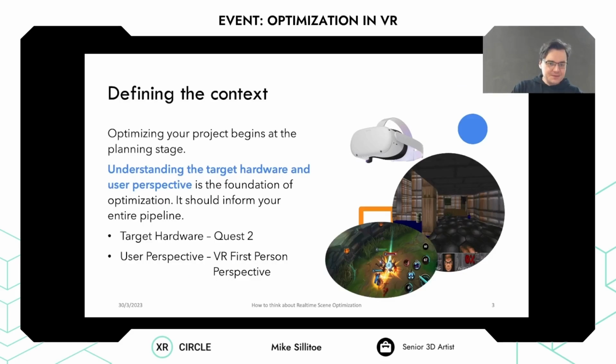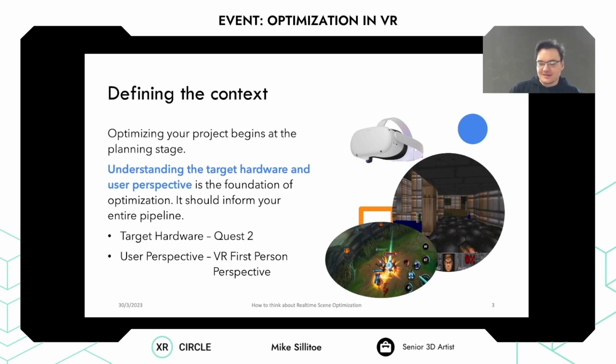So, defining the context. This is the most important thing, and it's the foundation of optimizing your project. Optimizing your project begins at the planning stage. Understanding the target hardware and user perspective is the foundation of optimization. It should inform your entire pipeline. So for this presentation, the target hardware is going to be the Quest 2, and the user perspective is going to be VR, first-person perspective.